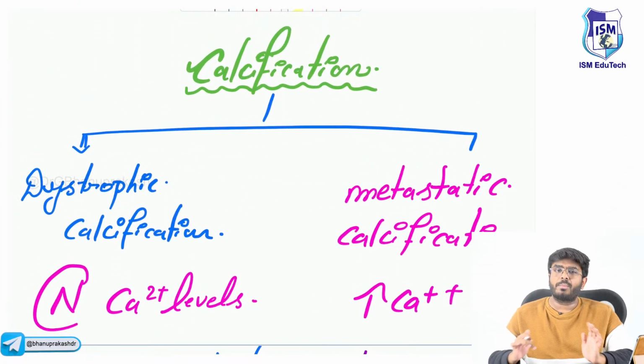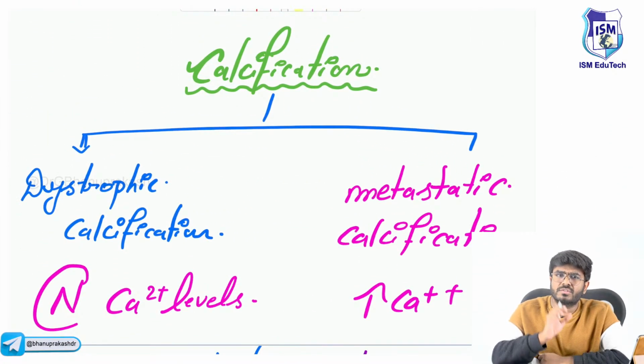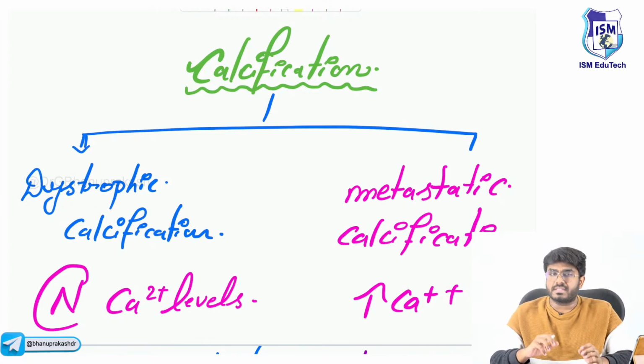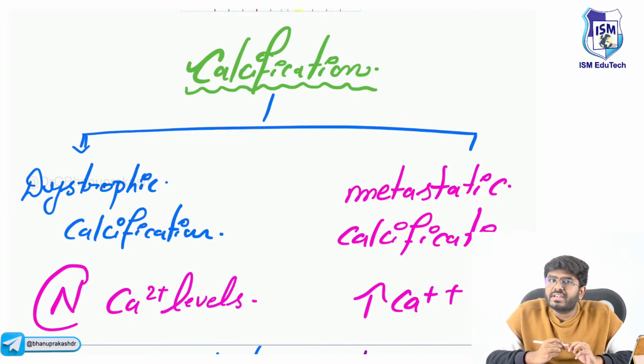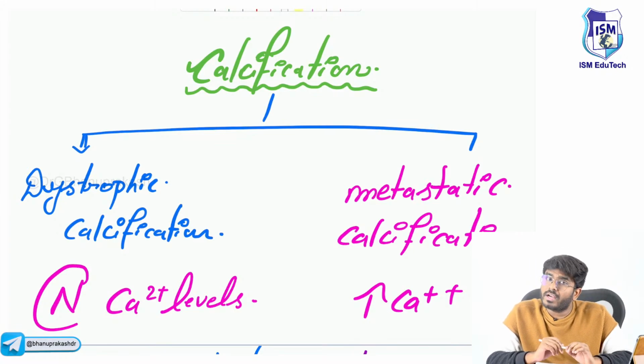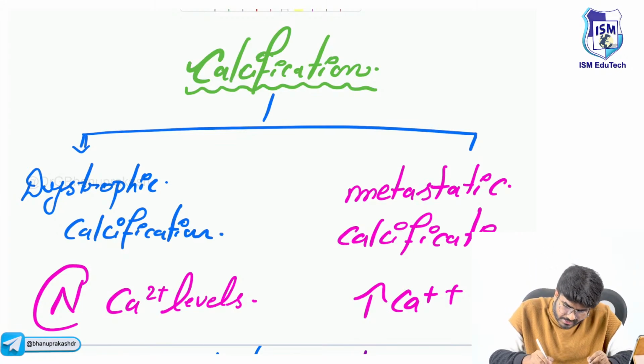calcifications. The topic of calcification is also a small topic, a 5 minute topic, which you need to know for your exams. In certain conditions, calcium will start to deposit inside the tissues. It also comes under the intracellular accumulations. Now, calcium deposition within the cells. How many types of calcification are there? Two types of calcification are there.